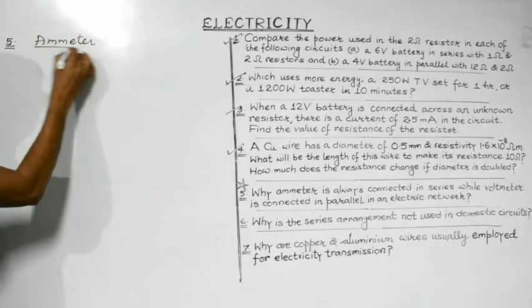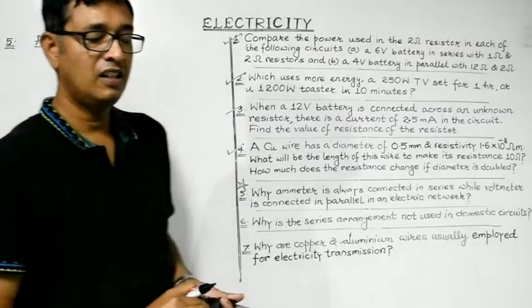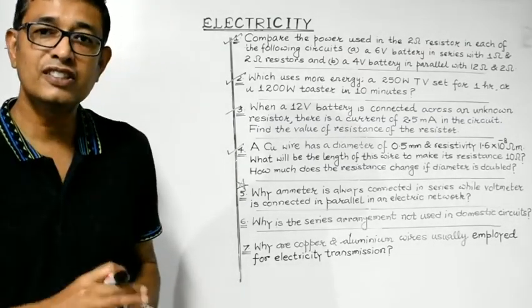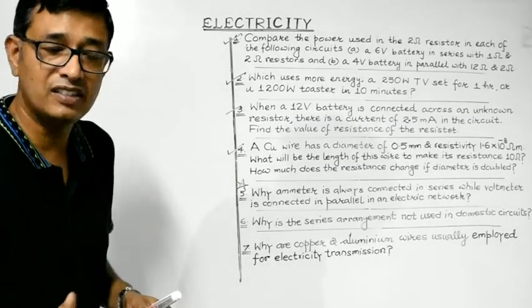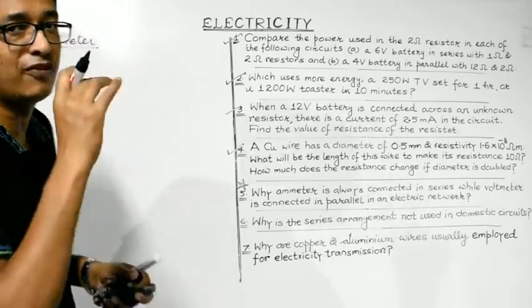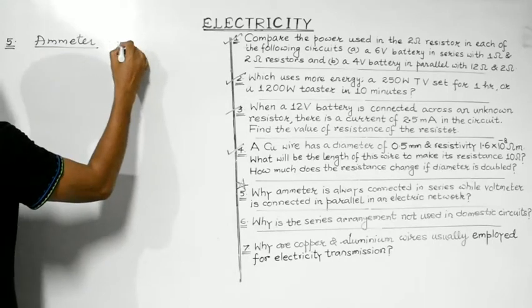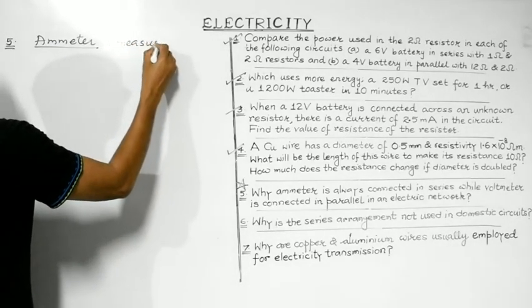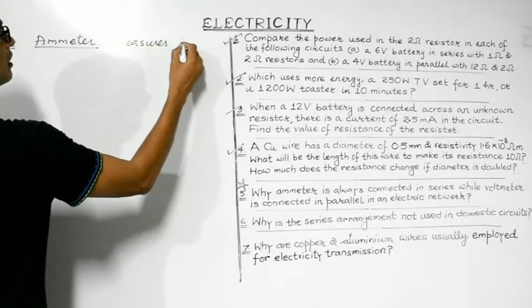Now remember some basic points about ammeter. Ammeter is an electric device. It is a measuring device which is used to measure electric current flowing through a circuit. It measures electric current.